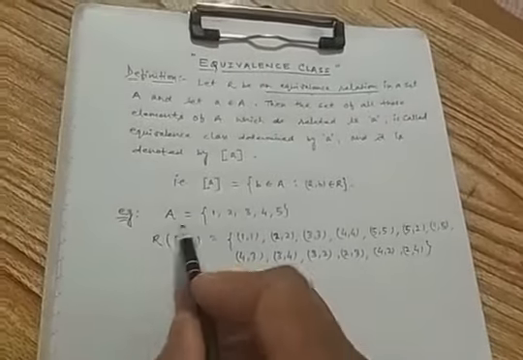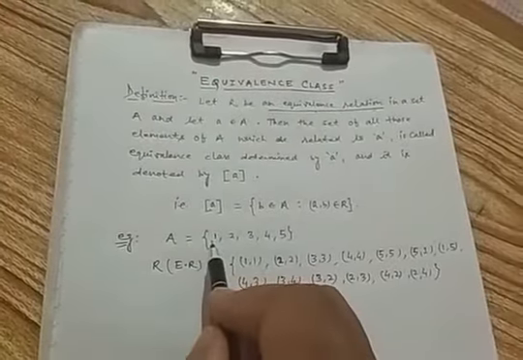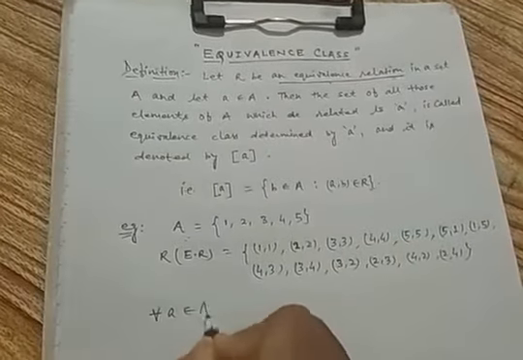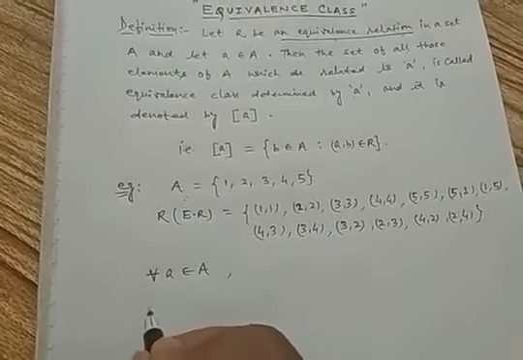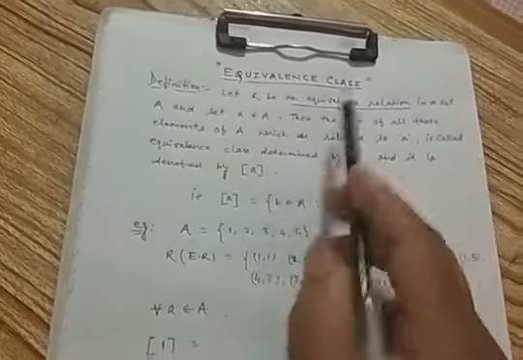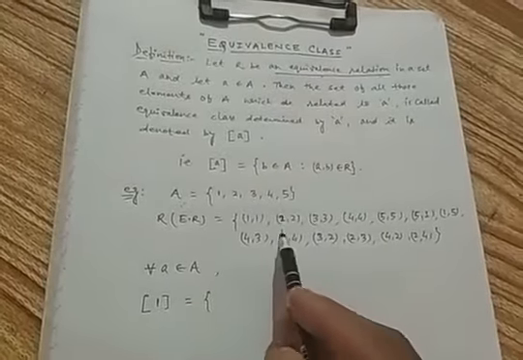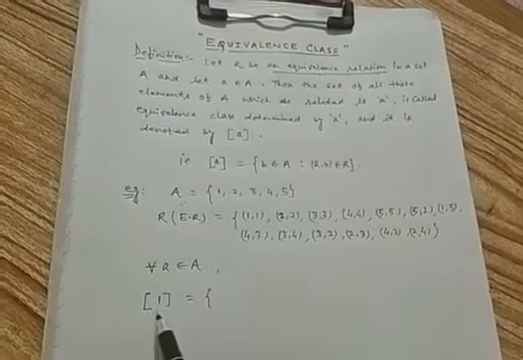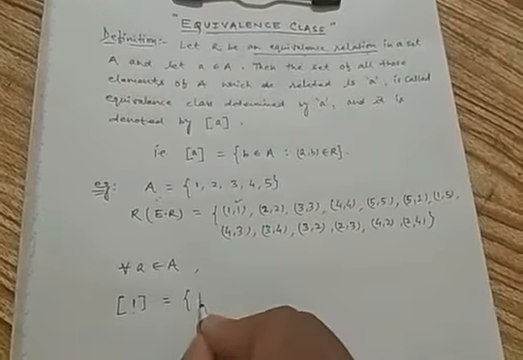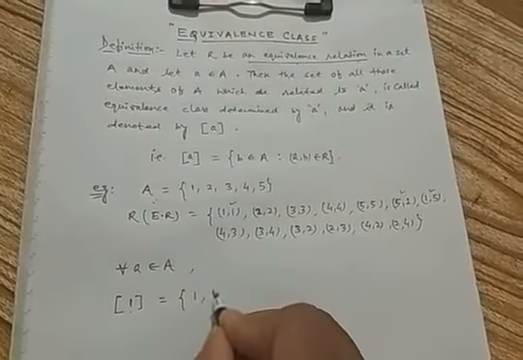So here students, clearly this is the set A with the equivalence relation R. We will find the equivalence class of each element of A. The equivalence class of 1, by the definition, is the set of the elements belonging to A which are related to 1. So 1 is related to 1, so 1 is in the class, and 1 is related to 5 and 5 is related to 1, so 5 is also in the equivalence class of 1.